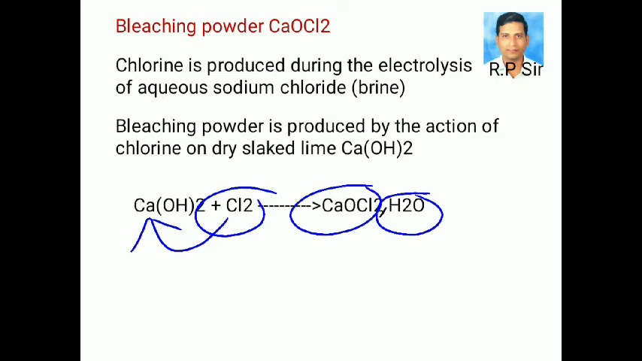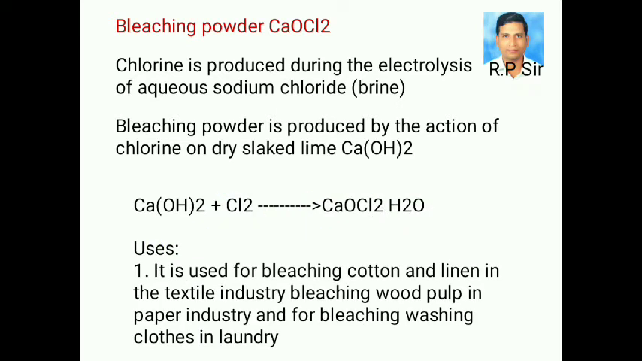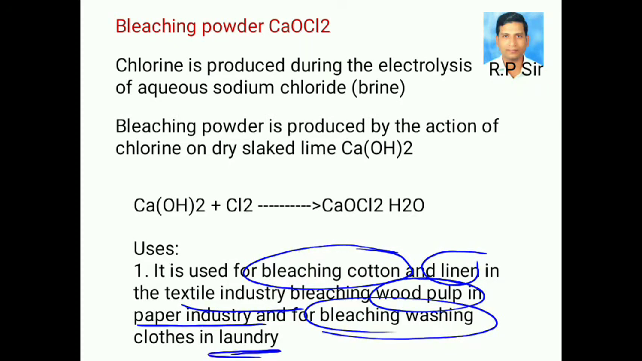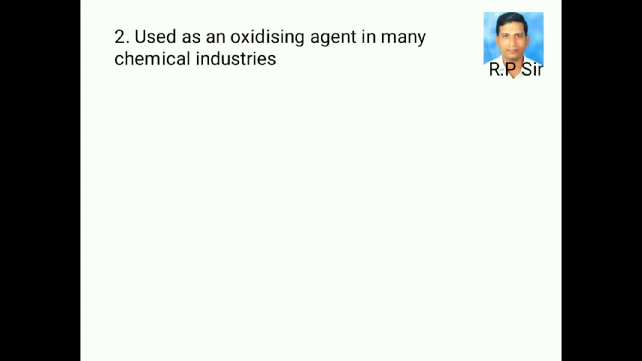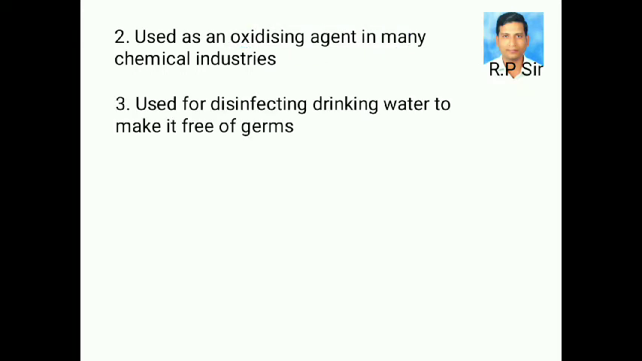Now let us discuss the uses of bleaching powder. It is used for bleaching cotton and linen in textile industry, bleaching wood pulp in paper industry, and for bleaching washing clothes in laundry. It is used as an oxidizing agent in many chemical industries. It is used for disinfecting drinking water to make it free of germs.